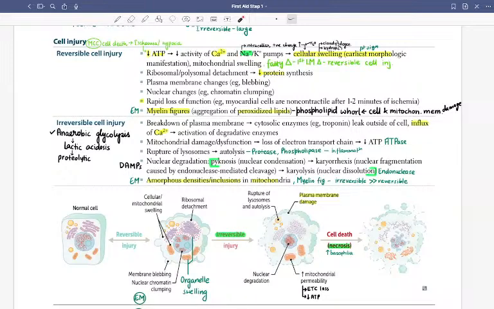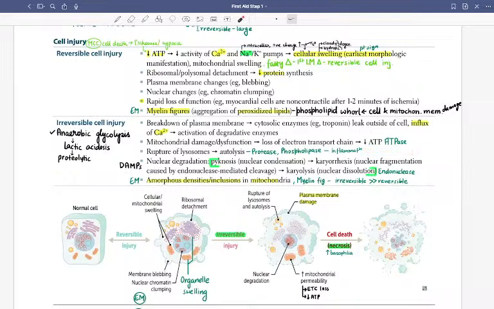Next is irreversible injury. We have breakdown of the plasma membrane, and all the enzymes leak out. Activation of degradative enzymes because of calcium influx. ATP is decreased, so there is an increase in mitochondrial permeability. That's why the ETC is lost and there's a decrease of ATP. And the enzyme that does it is ATPase. So which are the enzymes? We have ATPase doing mitochondrial damage.